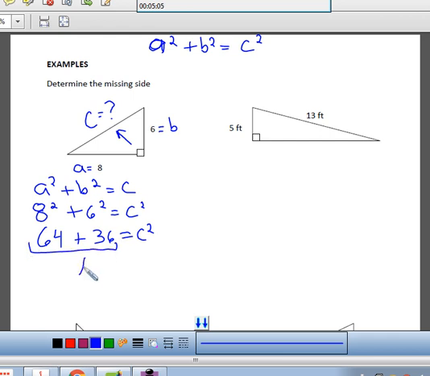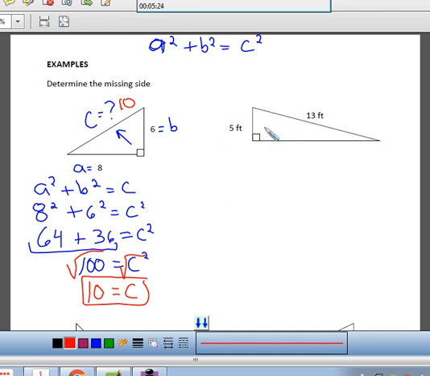64 plus 36 is 100. Now, that's the square of C. We don't want that. We want the square root of it. So, what's the square root of 100? 10. 10 equals C. So, what is the side length up here? It is 10. Alright. Pretty simple, right?